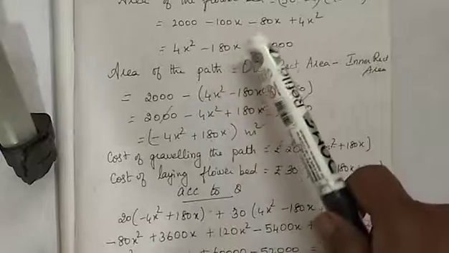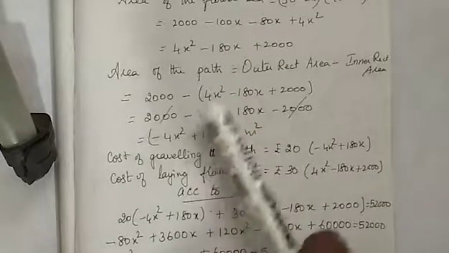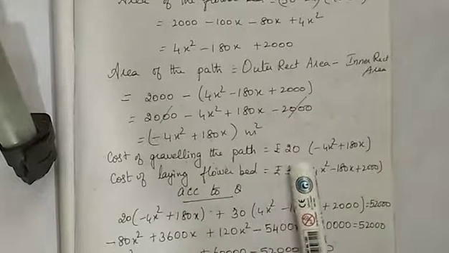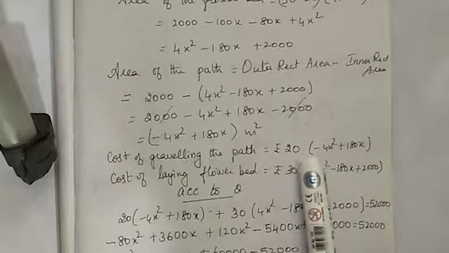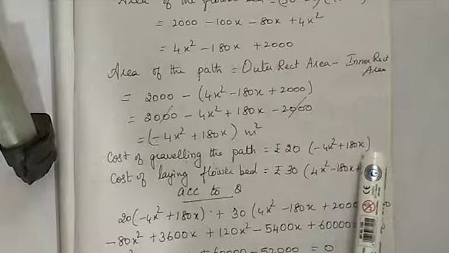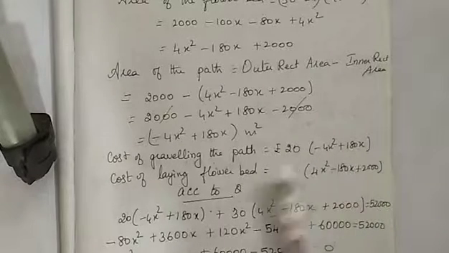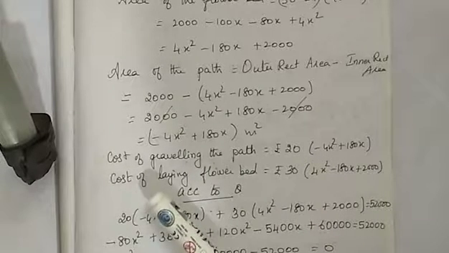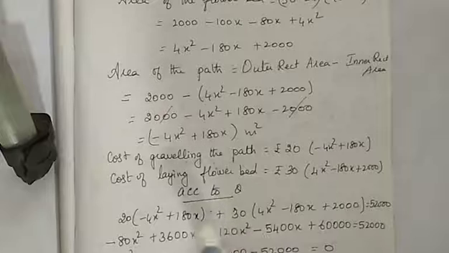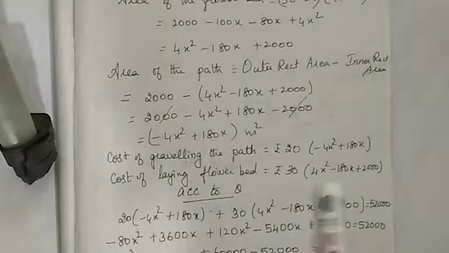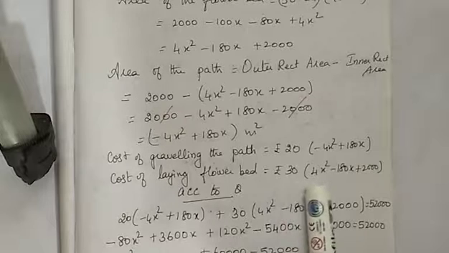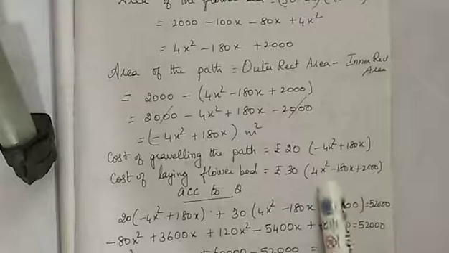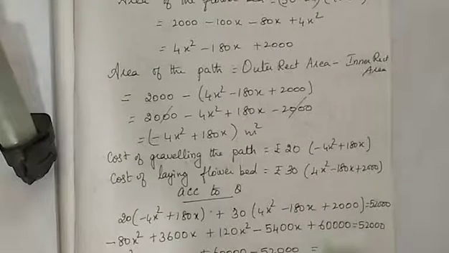Now we know the area of the flower bed as well as the area of the path. Cost of graveling the path is rupees 20 per square meter, and we have minus 4x squared plus 180x square meter. So multiply with 20, you will get the cost of graveling the path. Cost of laying the flower bed is rupees 30 per square meter. Now multiply with the area, you will get 30 into (4x squared minus 180x plus 2000). Now the sum of these two is equal to 52,000.